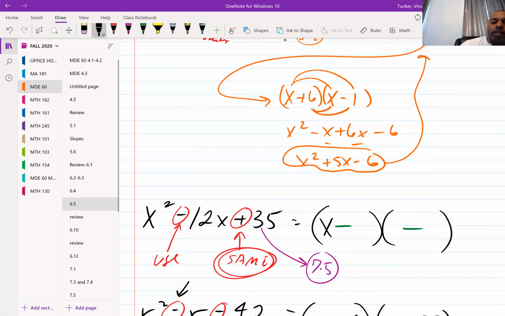So we know we're going to do x times x. Now we're looking at 35. What two numbers multiply to give you 35, but add together to give you 12? And we see right here 7 and 5. So negative 7 and negative 5 will give you negative 12 when you add them together, but positive 35 when you multiply them together.